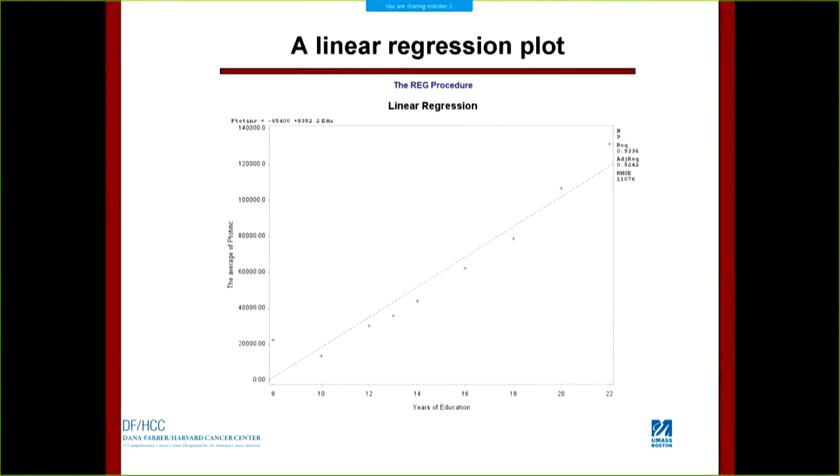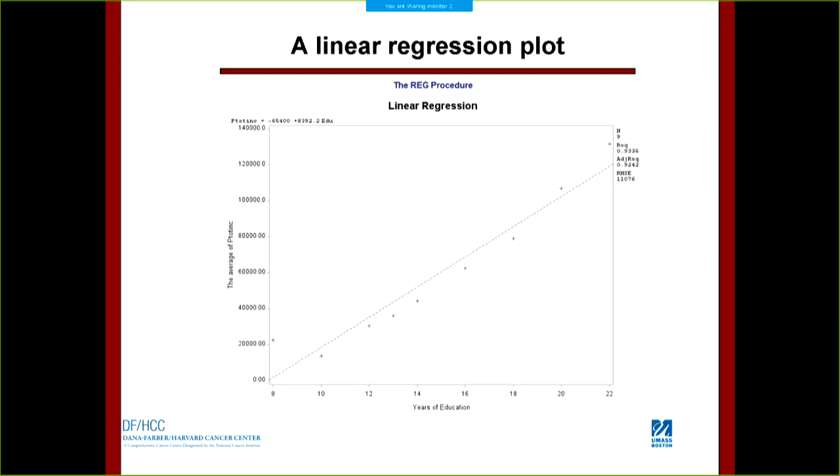In SAS, in the PROC REG command, I made an option there to ask for a regression plot here. So we have the fitted regression line across those scatter plot pairs, and it also shows the R squared, which is 94%, and the predicted regression equation is here. So this is a linear regression plot.